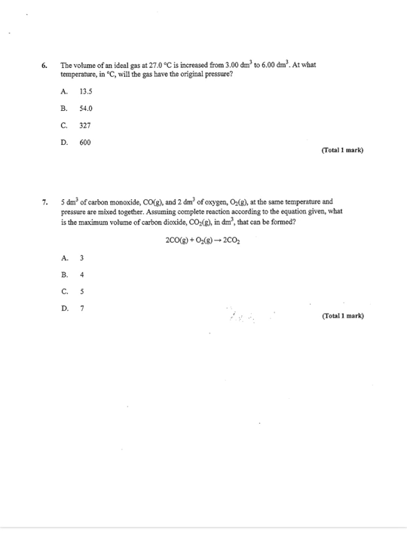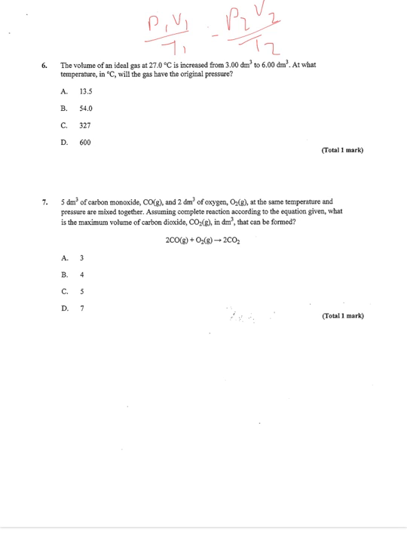Number 6 is a combined gas law. So we're looking at P1 times V1 over T1 equals P2 times V2 over T2. I know it's the combined law rather than the ideal because it's telling me the change in volume from 3 to 6. The volume of an ideal gas at 27 degrees is increased from 3 to 6. At what temperature will it have its original pressure?